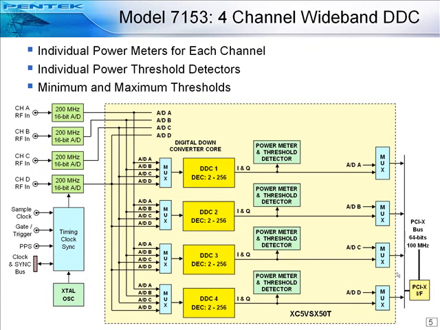At the output of each DDC is a power meter that calculates the down-converted signal power. Each power meter is equipped with a threshold detector that generates a system interrupt if the output power exceeds the upper threshold or falls below the lower threshold. These features simplify gain calibration and signal monitoring tasks that otherwise would have to be done in software by the system processor.